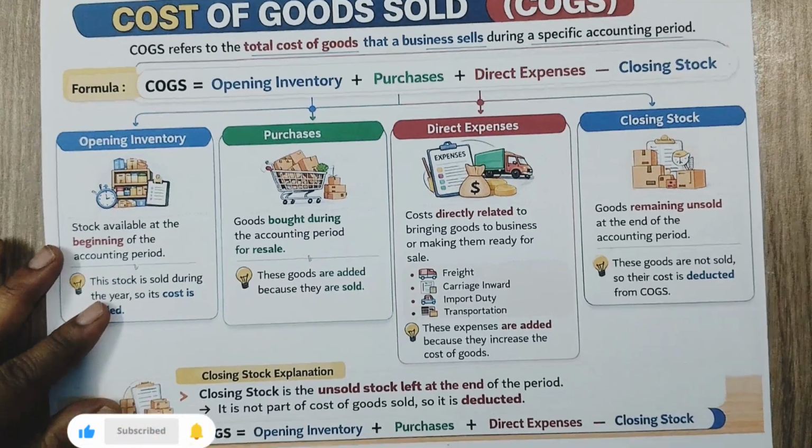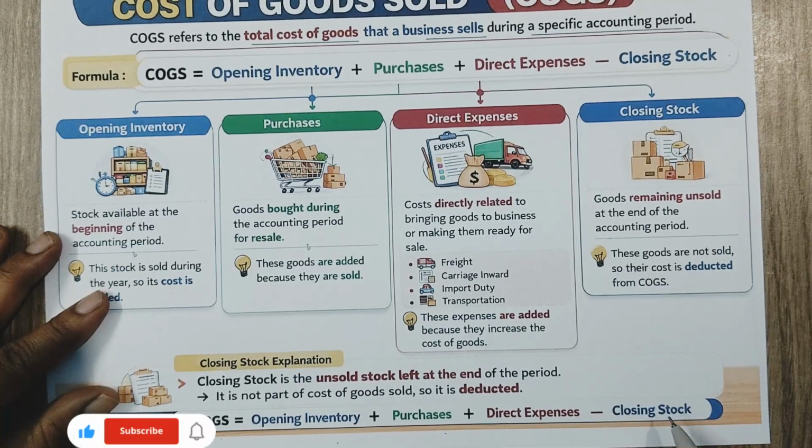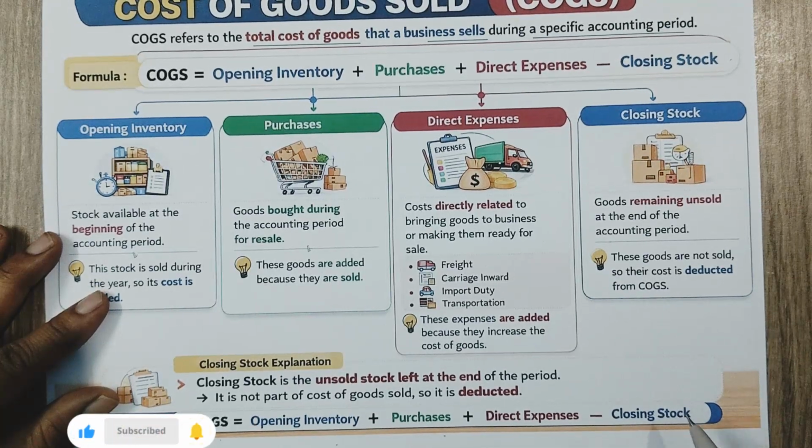So, what is the formula for COGS? Opening inventory plus purchases plus direct expenses minus closing stock.